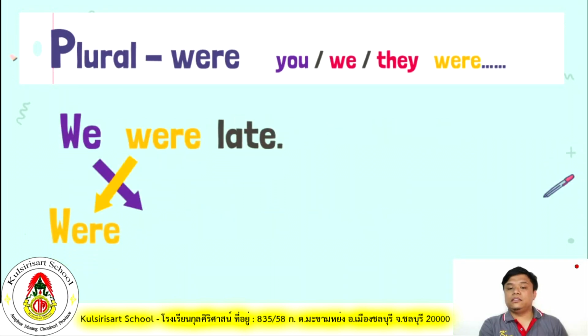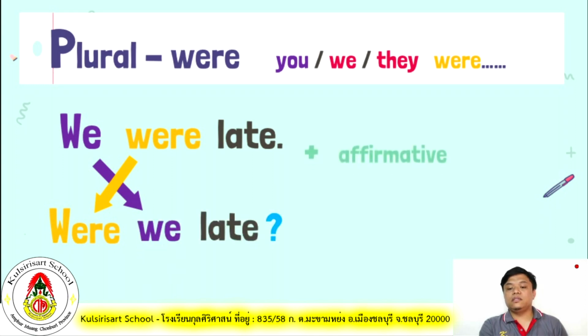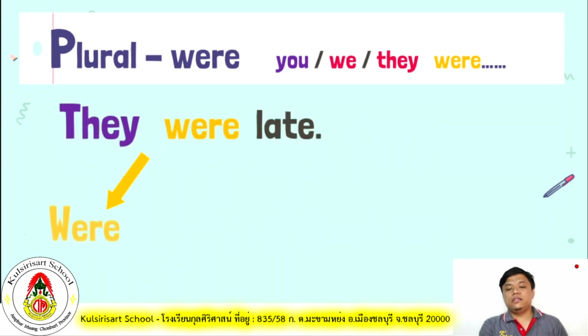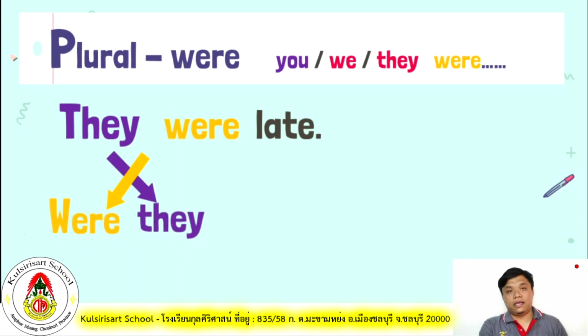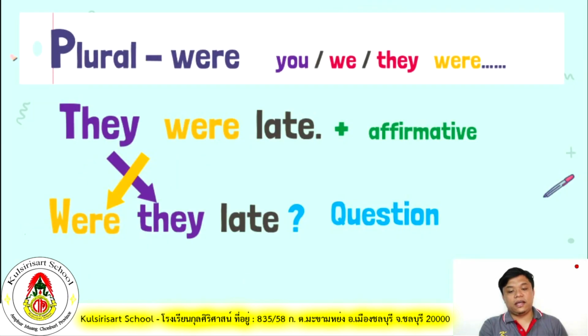We were late becomes were we late? Question mark. And they were late becomes were they late? Did you get it? It's easy, right? You just have to put the verb to be first.